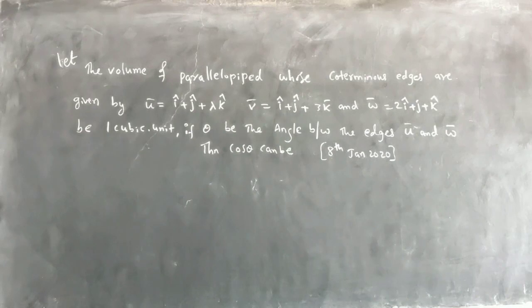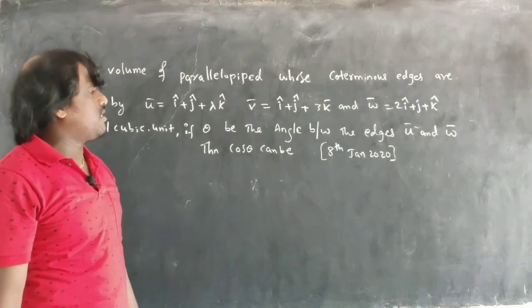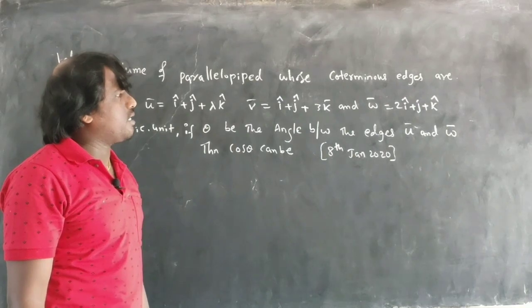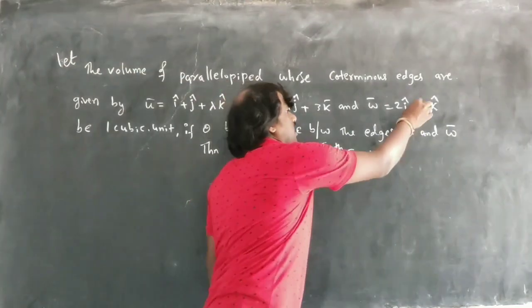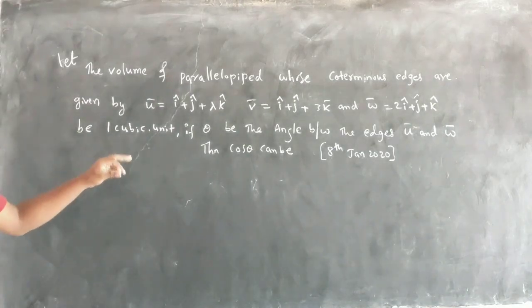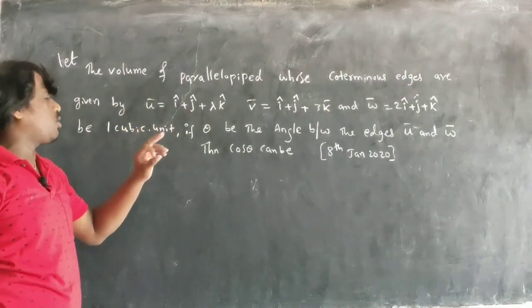The volume of a parallelepiped whose coterminous edges are given by, here it is given, coterminous edges, you know that. Given by u is equal to i plus j plus lambda times k vector, v is equal to i plus j plus 3k vector, and w is equal to 2i plus j plus k vector, and they're saying that the volume is 1 cubic unit.